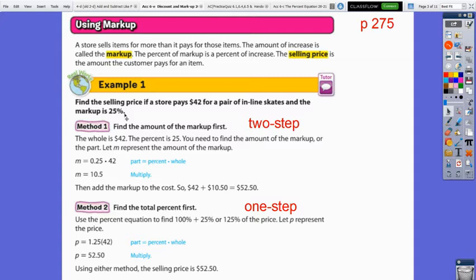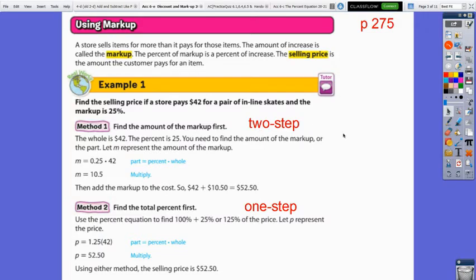Now, there are two ways to do this, and we've already talked about this. Same thing as with taxes. It's exactly the same process as a sales tax problem. You can find the amount of the markup first, find what 25% is of $42. Quickest way to do that is 0.25 times 42, the equation method, converting the percent to a decimal. And then you get $10.50, and then you add that on to the original price. So that would be $52.50.